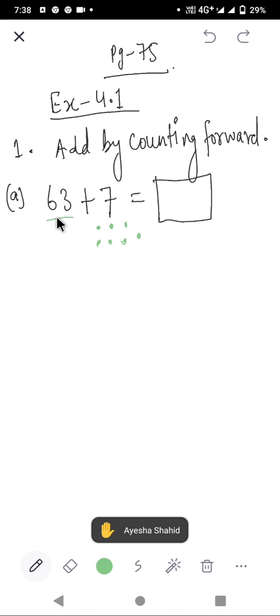So after 63 what comes? 64, 65, 66, 67, 68, 69, 70. So we are getting 70. After counting 7 times forward after 63 we will get 70. 63 plus 7 is 70.